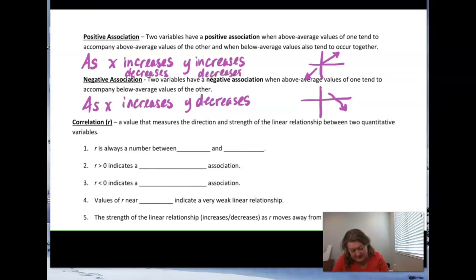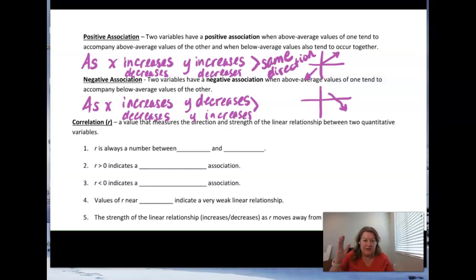And as x decreases, y increases. So what do you notice about those? In the positive association, the direction is the same for x and for y. If one goes up, the other one goes up. If one goes down, the other one goes down. So they are the same relationship, same direction. Whereas these have opposite directions. As one increases, the other one goes down, and it's got that opposing relationship going towards it. So this one would be opposite directions.